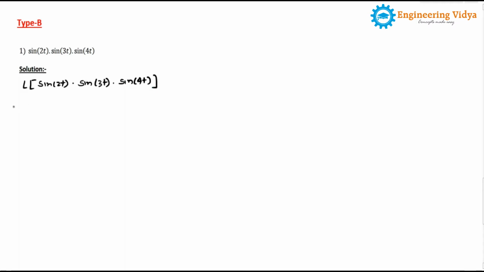So to find the Laplace transform, here we can apply the defactorization formula. Since there are 3 terms in total, we first consider 2 terms at a time. In sin 2t into sin 3t, we can apply the defactorization formula. The formula we already know: sin a into sin b is equal to 1 by 2 into cos of a minus b minus cos of a plus b. I hope the things are very clear to you now.